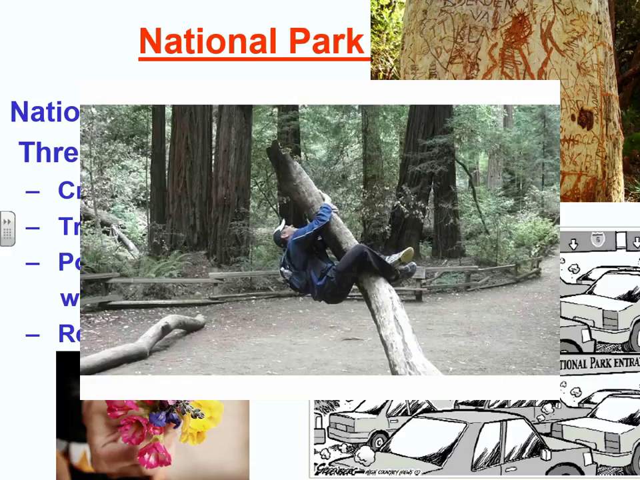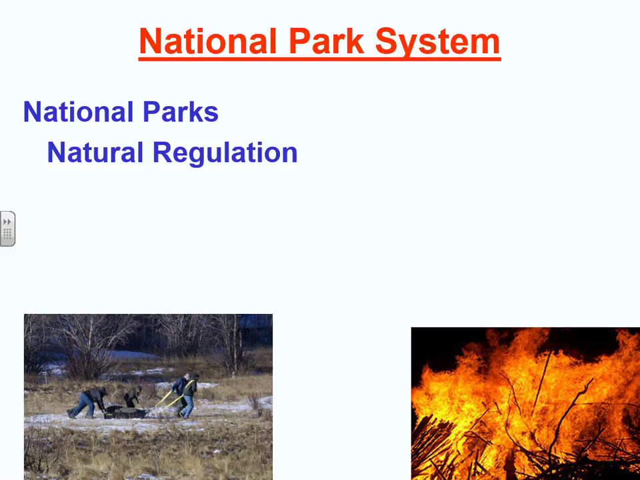All right, so for our national parks, a management system called natural regulation occurs. This is a management policy for our national parks, and it was established in 1968. It's called natural regulation.